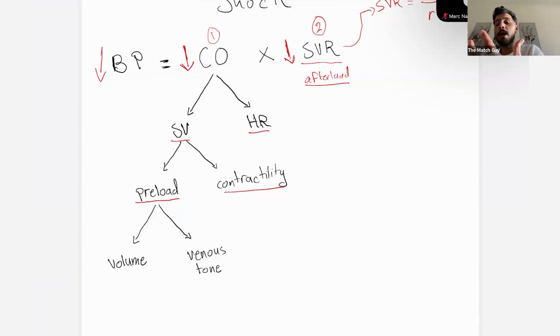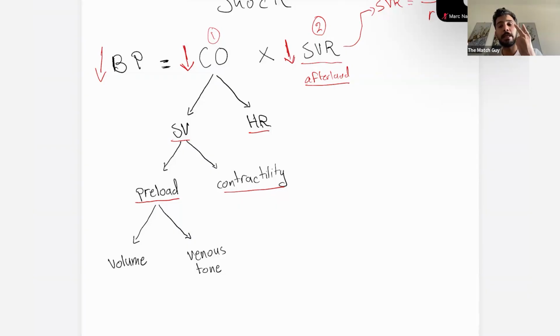So the preload is basically how much blood is coming back to the heart, or how much blood the heart has available to pump forward. And the contractility is just a measure of how strong the heart can contract. The stronger the contraction is, the higher the contractility is, and thus the higher the stroke volume, or how much blood we're going to be able to pump. Same with the preload. And the preload depends on two things.